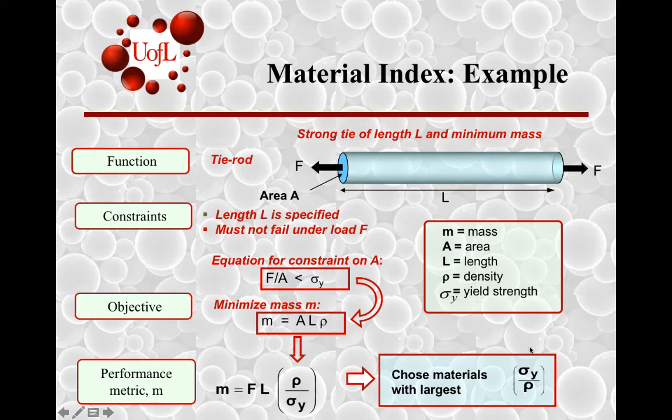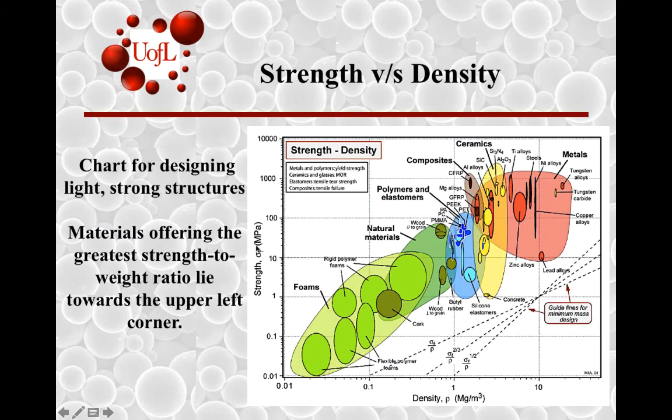So let us see how this is in practice. You will have a plot of yield strength versus density, and here is what such a plot looks like. Yield strength as a function of density for a number of different materials. The densest materials are metals, the lightest materials are foams. The strongest materials are metals or ceramics.